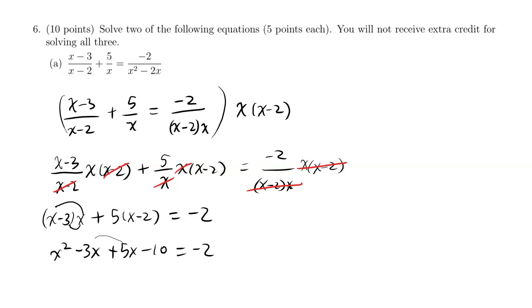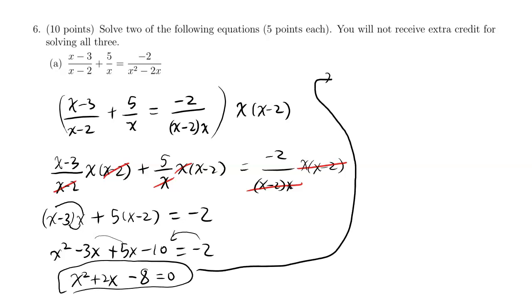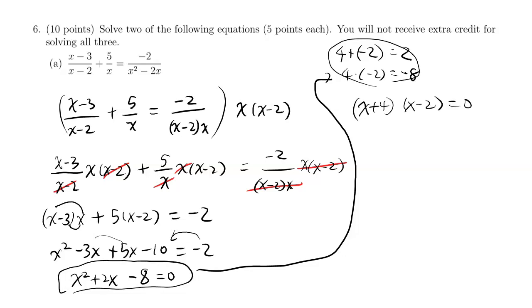These are like terms, so we combine x squared plus 2x. And if you move the negative 2 to the other side, it becomes plus 2. Negative 10 plus 2 is negative 8, equal to 0. Now, how do you factor this? Two numbers that multiply to negative 8 and add to positive 2 are positive 4 and negative 2. These two numbers add to 2, and they multiply to negative 8. So we know that this thing gets factored as x plus 4, x minus 2. So you get x equals negative 4 and positive 2.